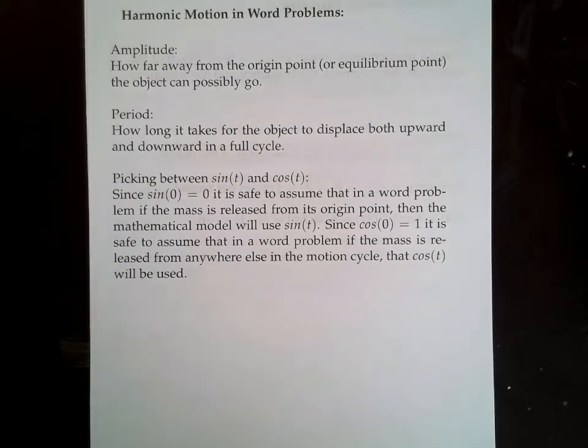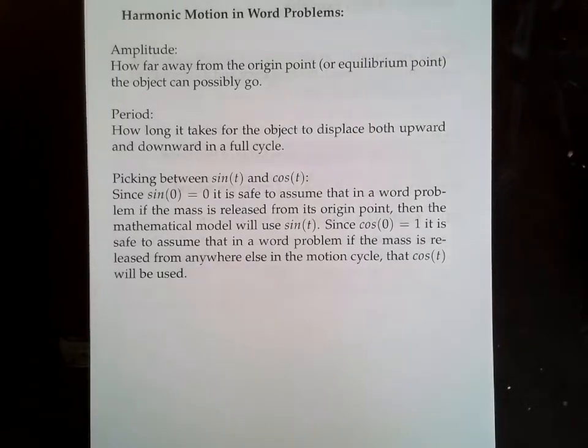So period. Period is exactly like it has been for the rest of this. It's going to be how long it takes for the object to displace both upward and downward in a full cycle. So in other words, this is how long it takes our mathematical model to get through that full cycle. Because remember, that does change based on those phase shifts, which shift horizontally right and left. And then we also have that change based on that omega, so that multiplication on the interior.